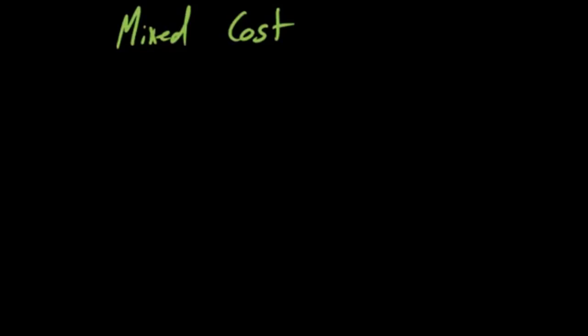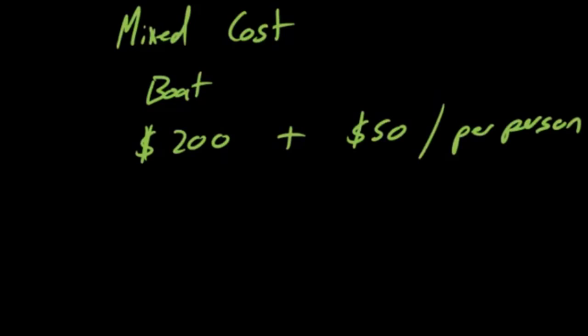Alright then, another type of cost that I want to talk to you about, and we're just going to be briefly talking about this. This one is called mixed cost, and a mixed cost is a cost that is going to have a fixed and a variable component. So let's say that while we're at the beach, where we get this beach house, we get our plane tickets, and then we decide to rent a boat. And let's say our boat rents for $200 plus $50 per person.